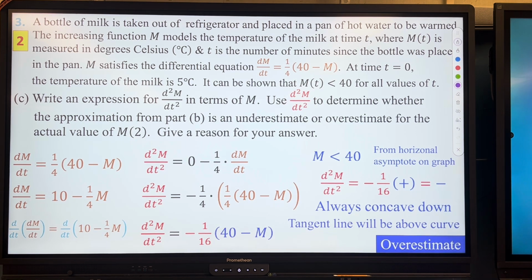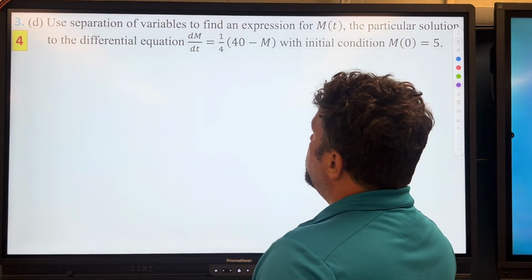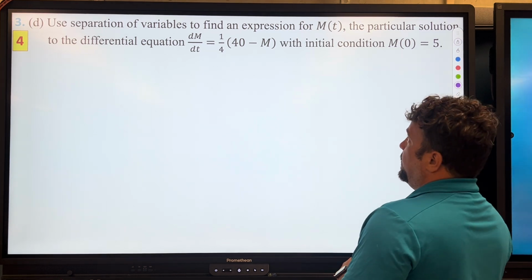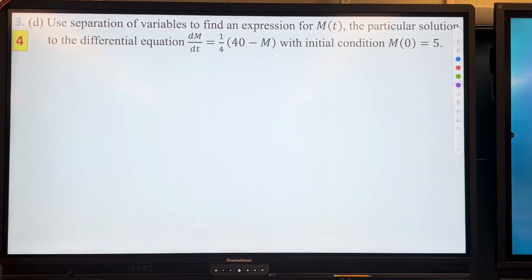All right, 3D. Come on. Froze. There we go. Use separation of variables to find an expression for m of t, the particular solution to the differential equation dm dt equals 1/4 times (40 minus m), with the initial condition where m of 0 equals 5.